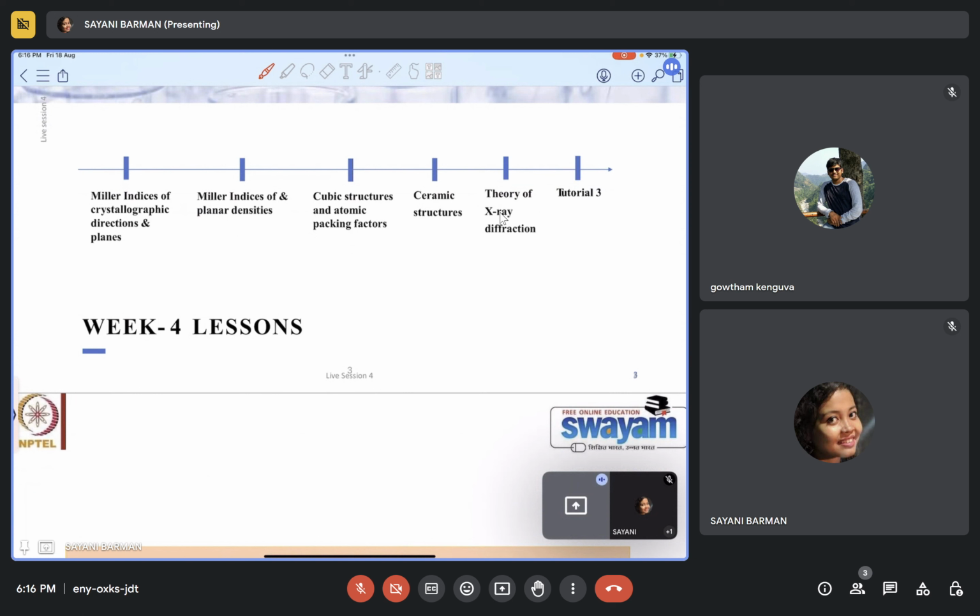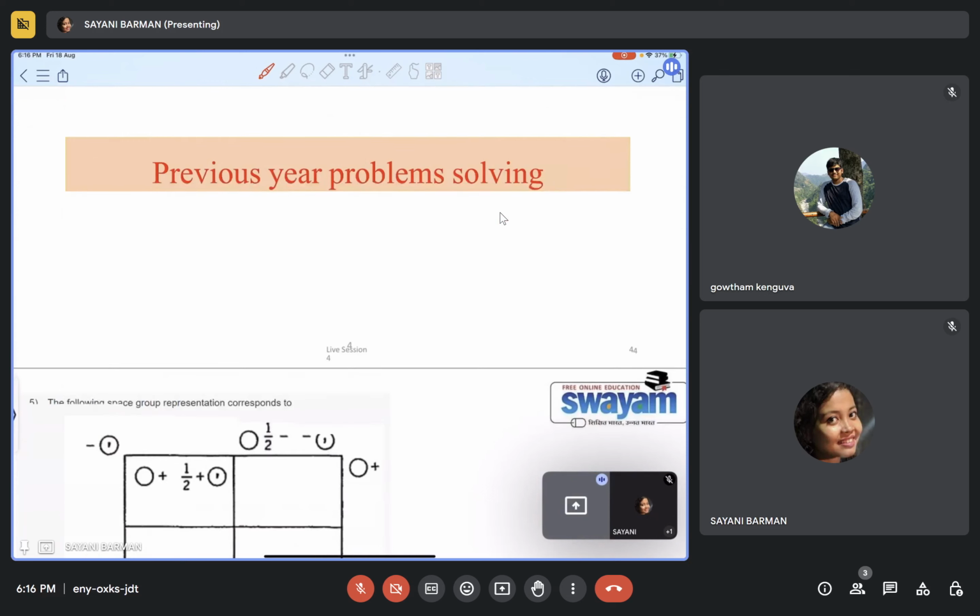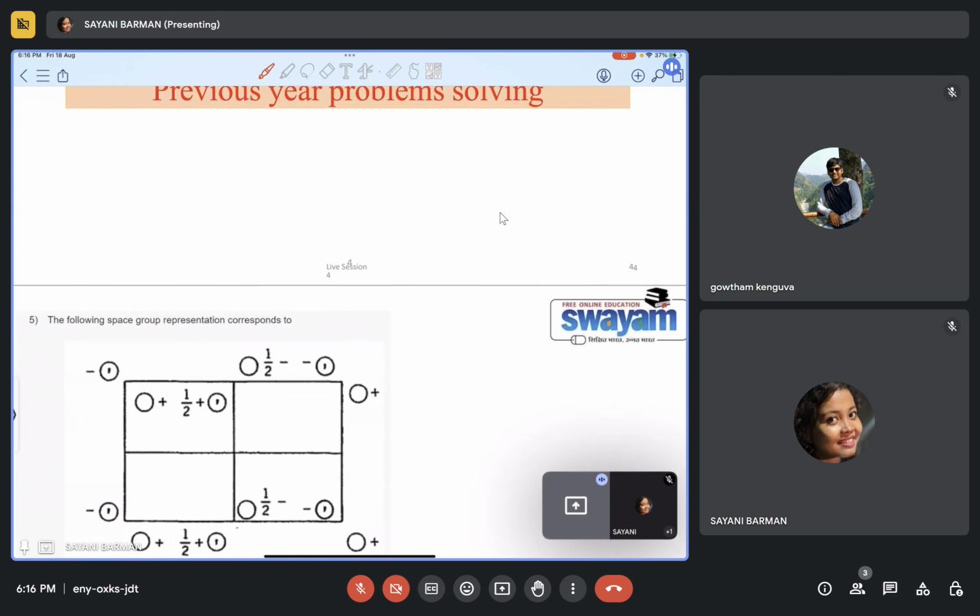We learned to calculate the planar and linear densities. Then we have seen how to determine the packing factors and atomic factors. Then we have learned a few ceramic structures like perovskite, NaCl (rock salt), CsCl, and ZnS structures. Then a brief on X-ray diffraction, how X-rays diffract. We have learned about Bragg's law most importantly. Now we'll be solving a few previous year problems.